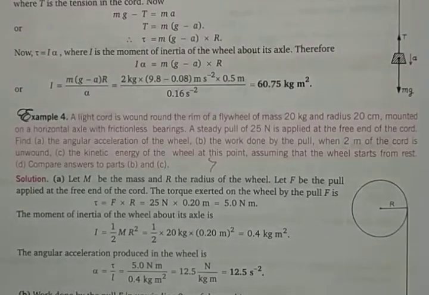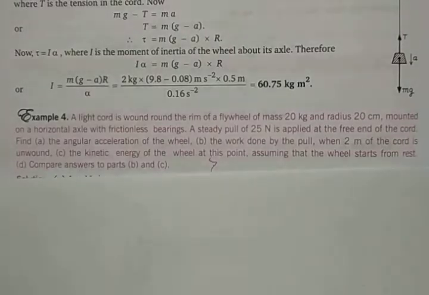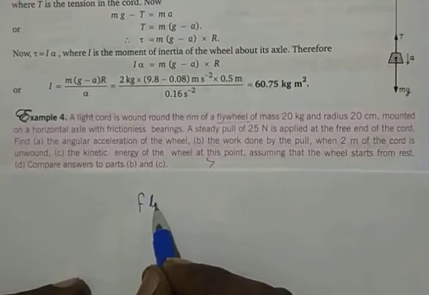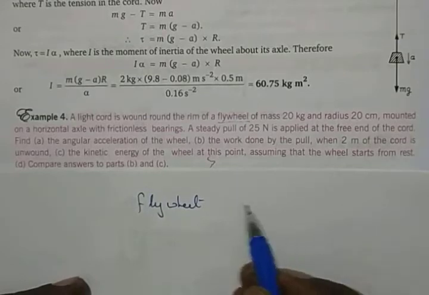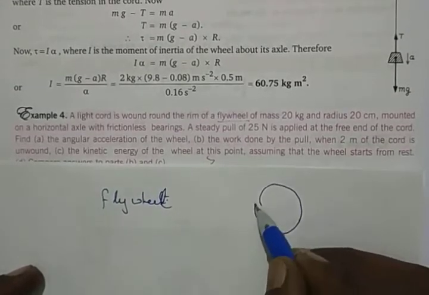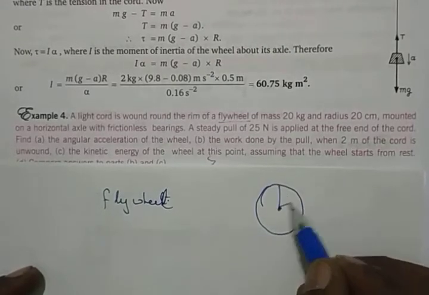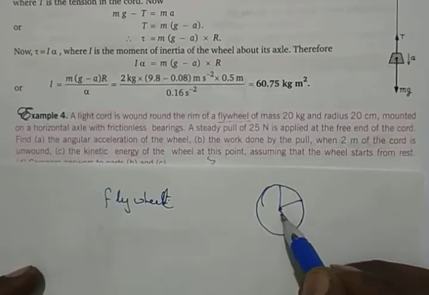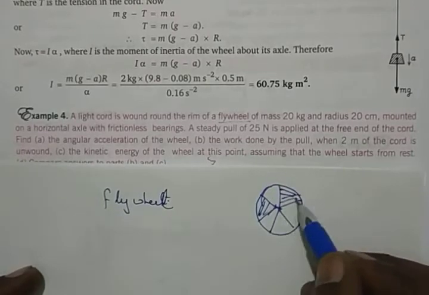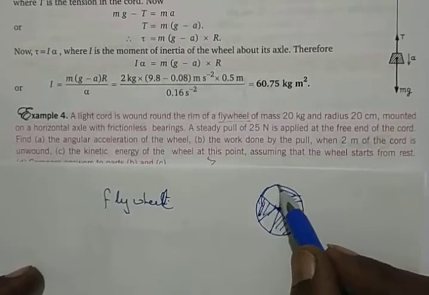A light cord is wound round the rim of a flywheel. What is a flywheel? Write down flywheel. So flywheel means it is something like a rim only, where you will have maybe something like this. So these kind of things will be put here so that it will start going around. This is called a kind of a flywheel, and the rim is also already there.